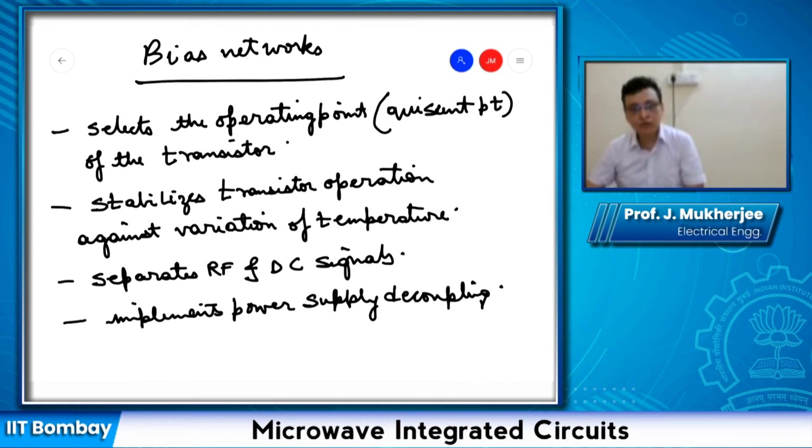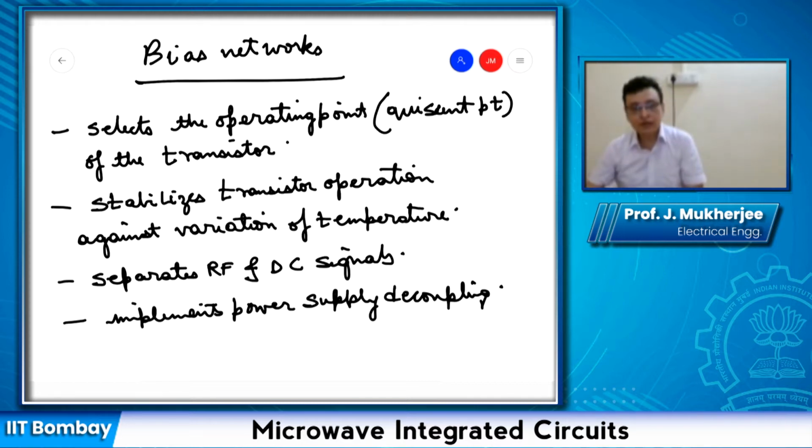One other important role of the bias network is separation of RF and DC signals. At the output of a transistor, you get a mixture of both the RF and DC signals, but you might need only the RF signals. So the bias network can separate the RF from the DC. By RF, I mean radio frequency or higher frequency.